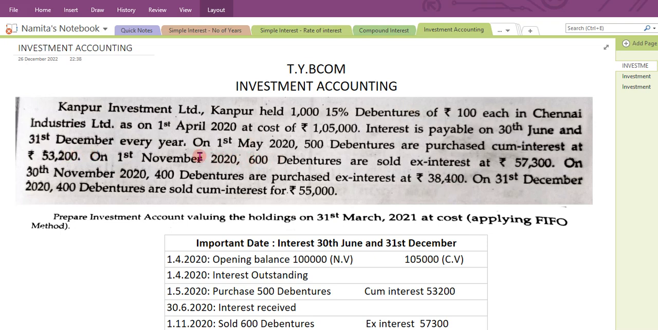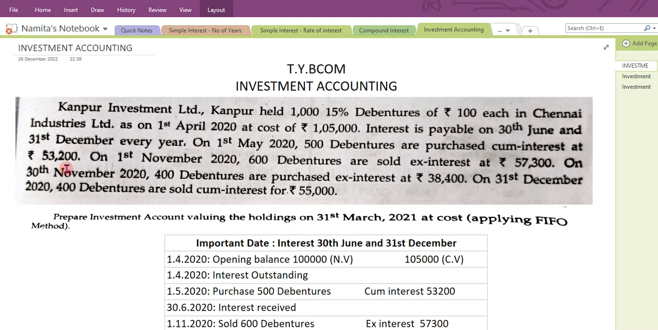Next, on 1st May 2020, 500 debentures are purchased. How many debentures are purchased? 500 debentures are purchased. Next, the purchase is cum interest at 53,200. Now in investment accounting, while calculating interest, there will be two types of interest.